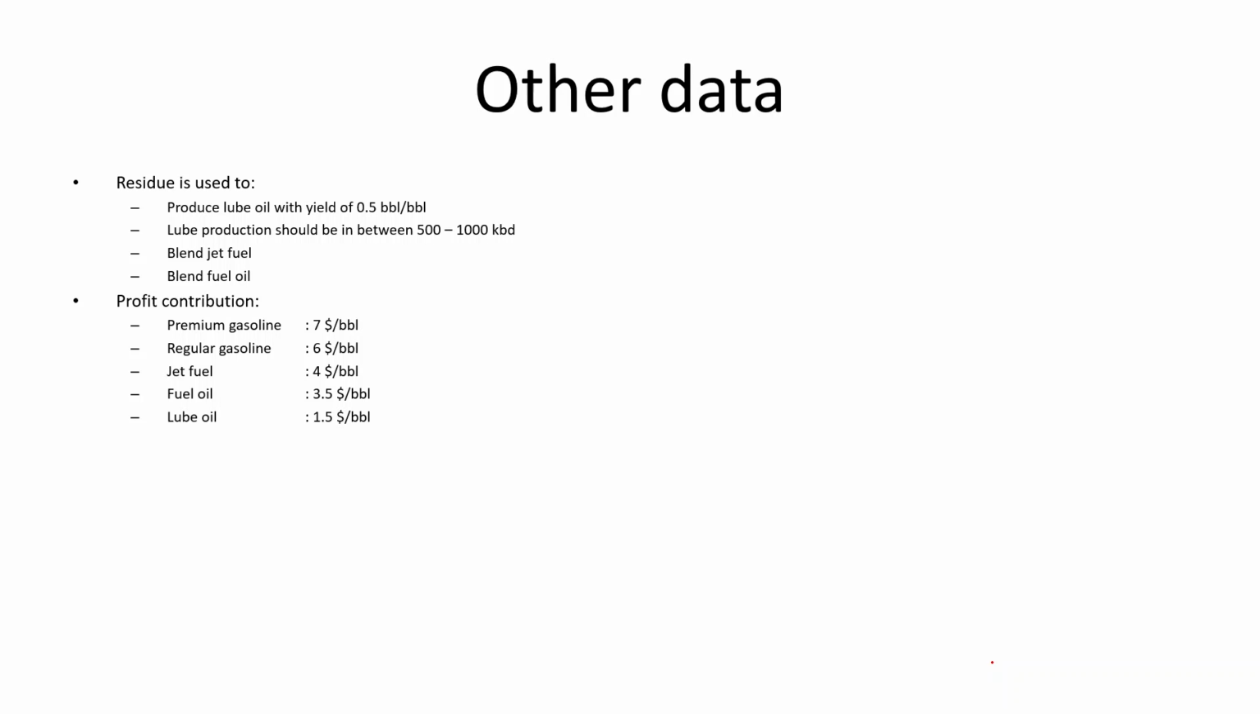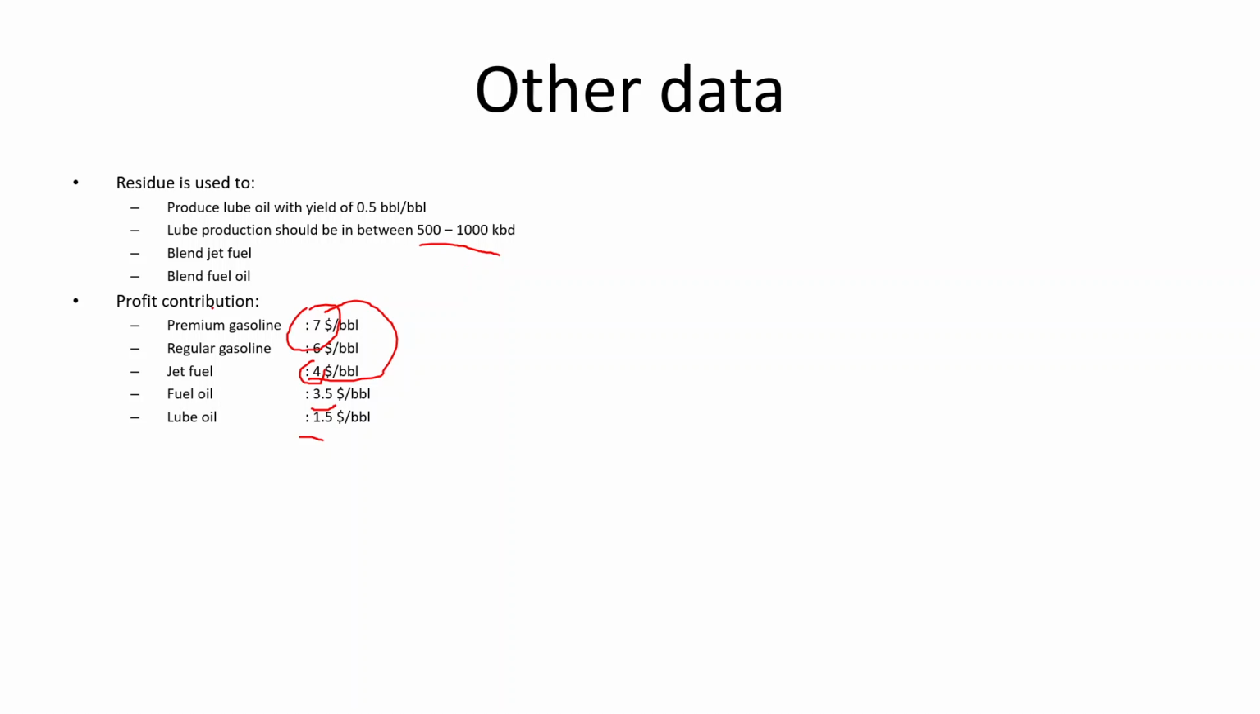Yeah, we have this residue data, and then this is the profit contribution, you can see. So this is the gasoline number, this is the jet fuel number, this is the fuel oil number, this is the lube oil. Okay, and there's also lube oil production. So yield is this one, and then the lube production should be in between this one.